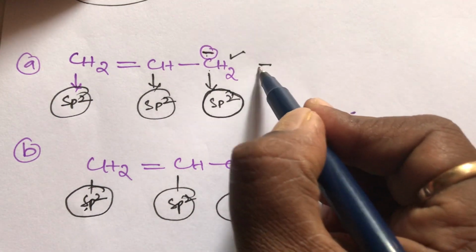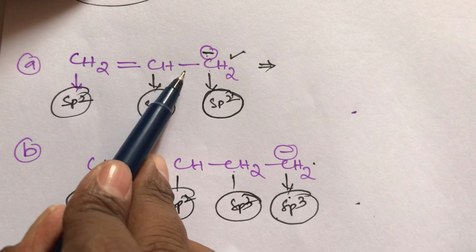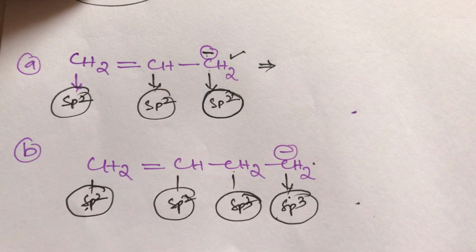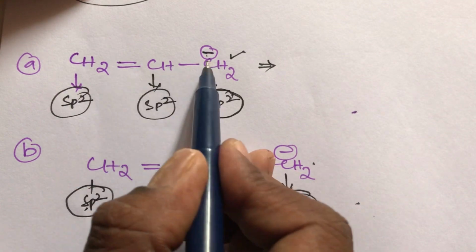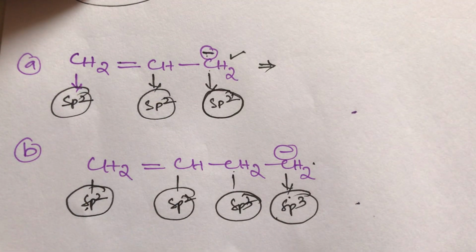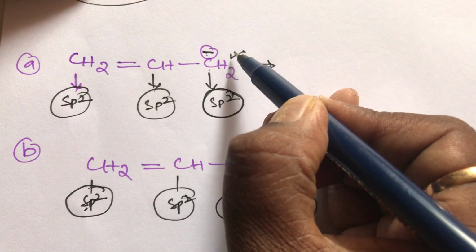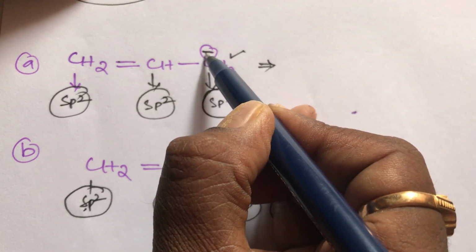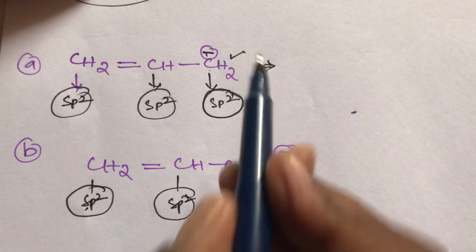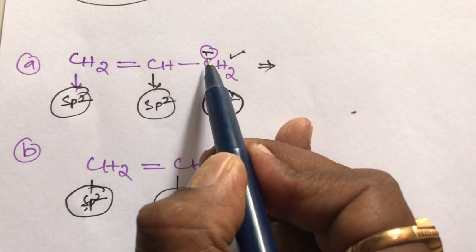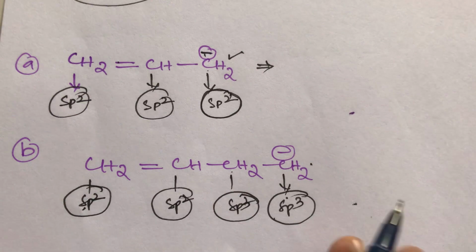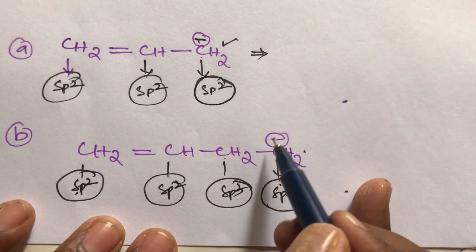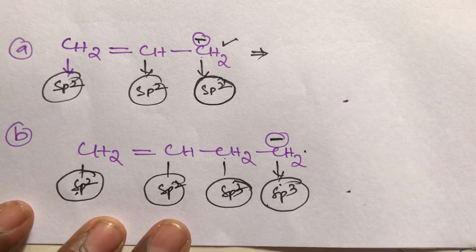I am writing here, student. This double bond, then single bond, this negative charge participates in the resonance. Double, single, negative, this negative charge participates in the resonance. So this negative charge is not considered as a sigma bond. But in this second case, this negative charge is considered as a sigma bond.